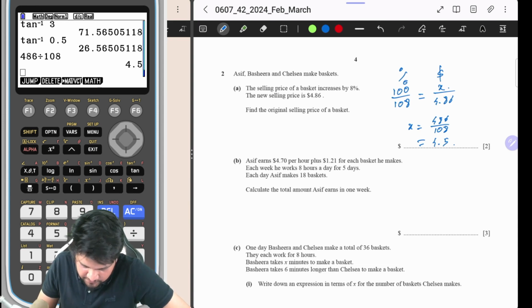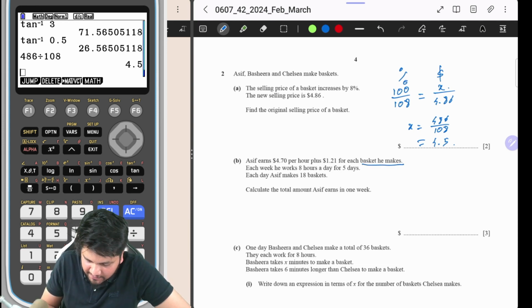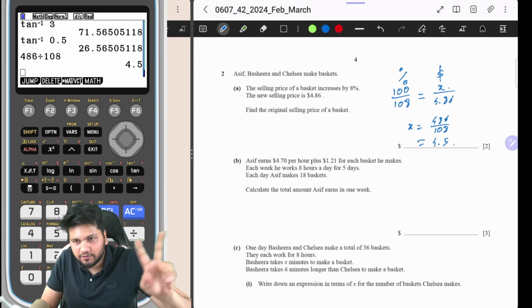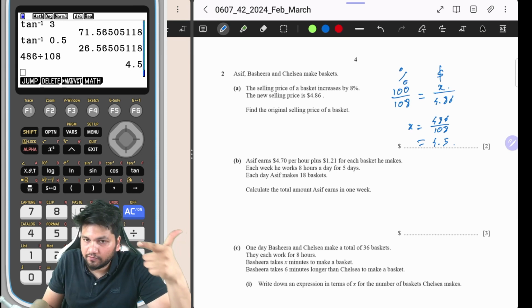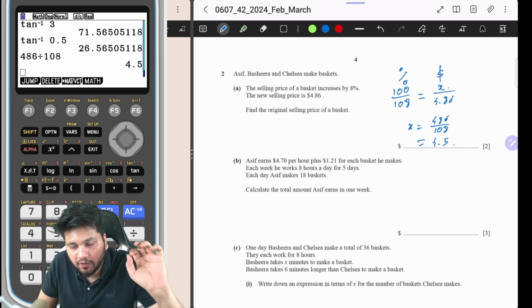B. Asif earns 4.7 per hour plus 1.21 for each basket he makes. So he has double income, as in 2 ways he is earning. So 4.70 per hour and 1.21 for each basket he makes. Each week he works for 8 hours a day for 5 days. Okay. Each day Asif makes 18 baskets. Calculate the total amount Asif earns in 1 week.